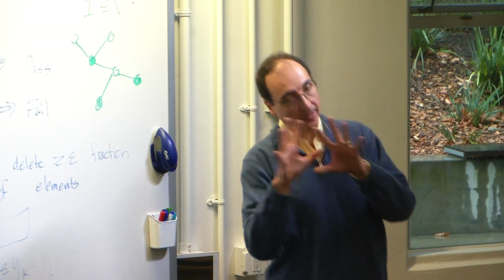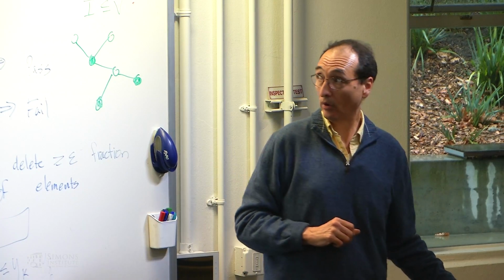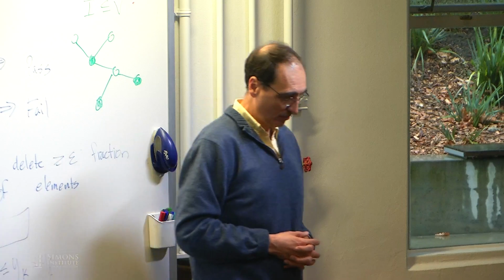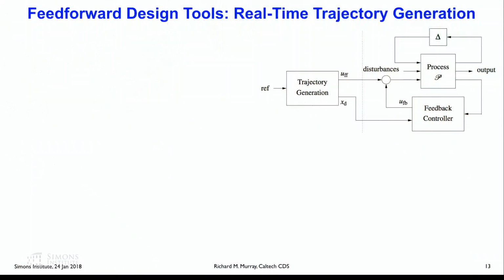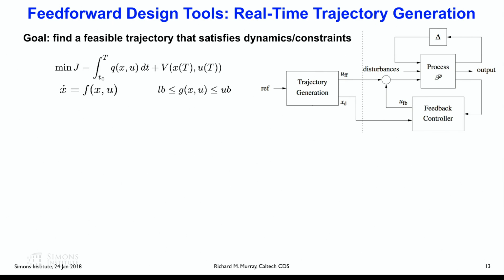Okay, so now let's talk about the feed-forward part of this problem. Now I want to talk about that trajectory generation block. And again, remember that the setup for this was that I've got some reference that's describing the task that I want to do, and I now want to compute a set of states and an input that achieve that task. A way to think about that is that I'd like to find an input u such that I minimize some cost function, say some integral cost over some finite period T, subject to the input and the states satisfying the dynamics of my system.